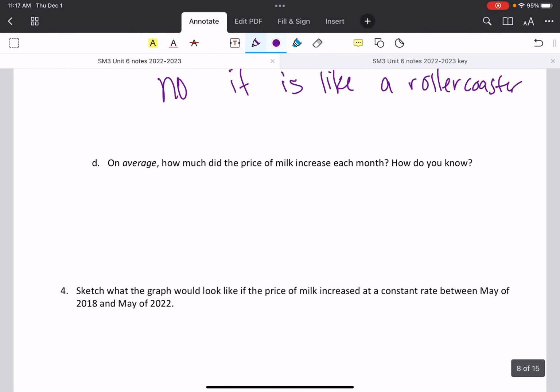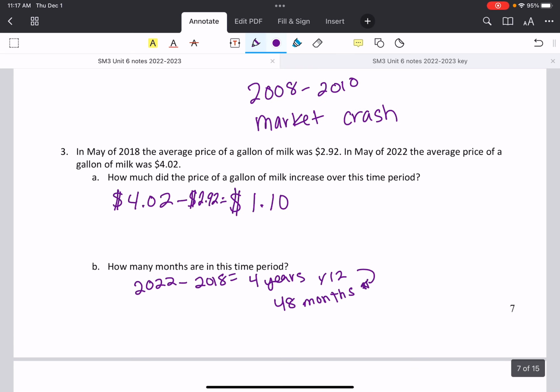All right, on average, how much did the price of milk increase each month? How would we find that out? That sounds like a lot of work. We already added all of it. We already figured out how many months there are and how much it increased in total. So now we need to do something else. What's the second part? Add it all and then divide it. So we already added it all. We already figured out what that difference was. How to get from 292 to 402 was 110. Divided by 48. Yes.